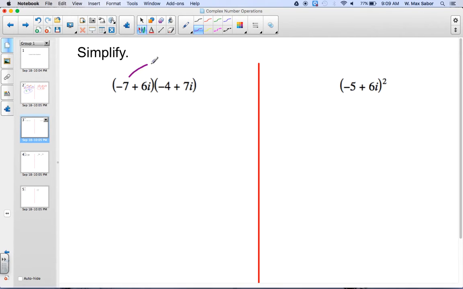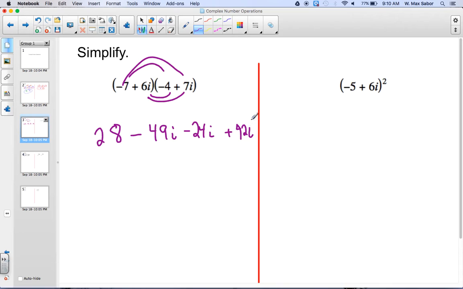Well, when we multiply, we're going to distribute. So negative 7 times negative 4 is 28. Negative 7 times 7i is negative 49i. 6i times negative 4 is negative 24i. And 6i times 7i is, well, hopefully you know that this is 42i squared. But i squared is the same thing as negative 1. So the whole thing is negative 42.